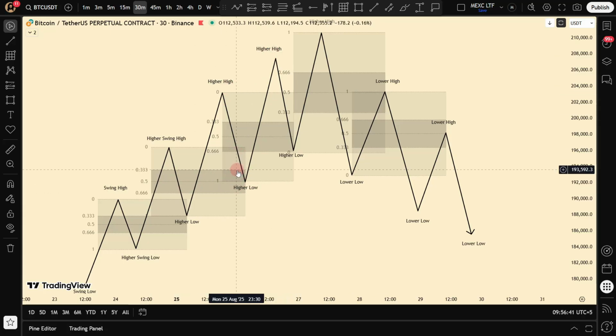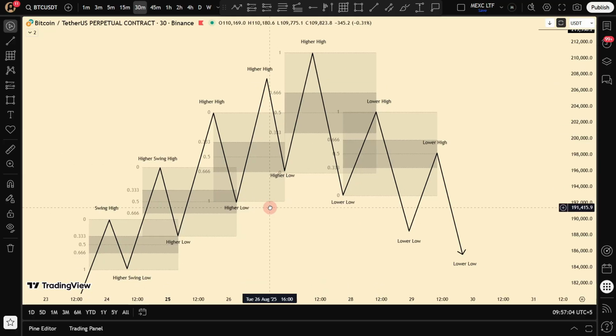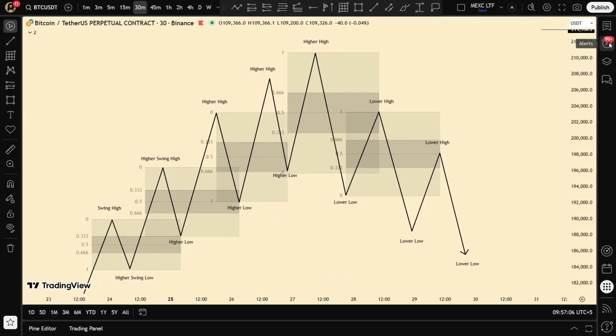Then again, now that we have a higher high with a confirmed break of structure, this is our new zone. Price again comes in. Now this time it retraces a bit deeper to the 0.666 level, and then it goes higher to the point that again we break structure. And now this would also be our zone.